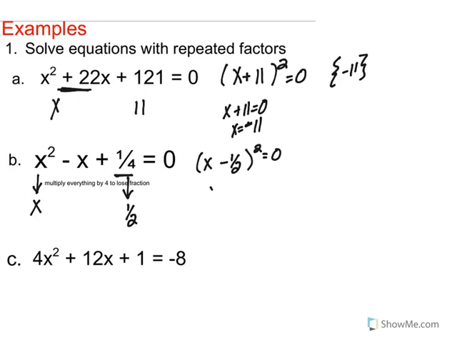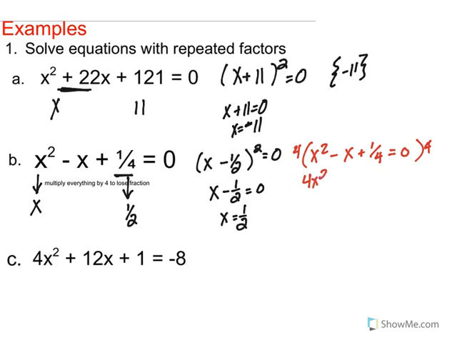Again, we have repeated factors here. So I'm going to set one of them equal to 0 since they're the same thing. And when I solve it, I get x is equal to 1/2. Now, our other option for this one is if we don't want to deal with the fraction. So let's say I really don't remember that 1/4 is a perfect square, and I don't want to deal with the fraction, then what I could do instead is multiply both sides by 4, which would clear the fraction. That would give me a new equation of 4x squared minus 4x plus 1 is equal to 0.